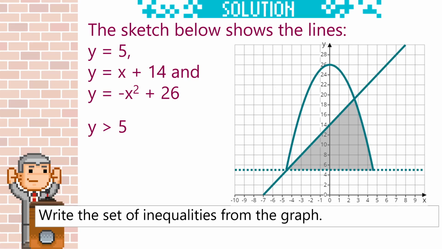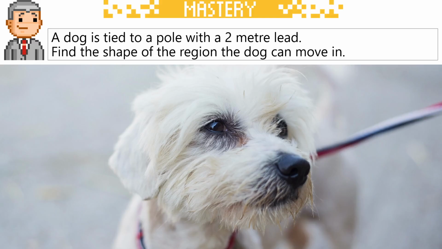The region is below the diagonal line, so y is going to be lower than or equal to x plus 14. Notice that it's solid, so it can be equal to it as well. The shading is below the quadratic, so y must be less than or equal to minus x squared plus 26. And let's finish with this.